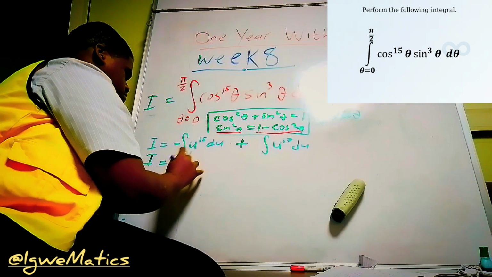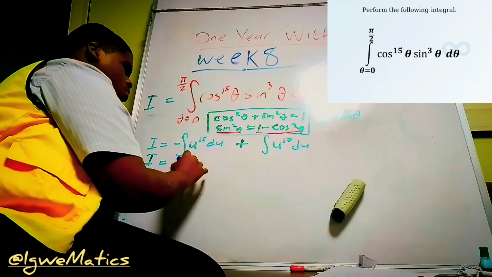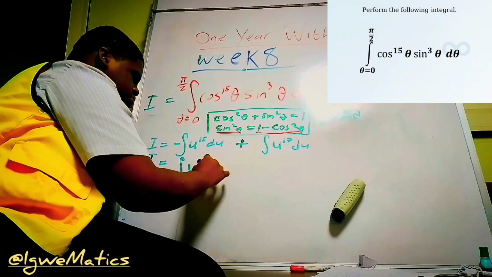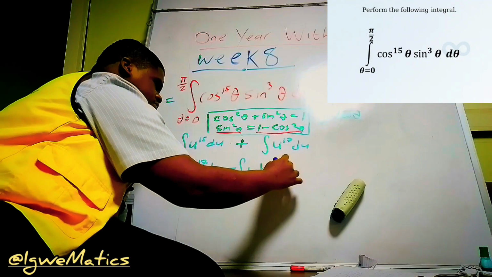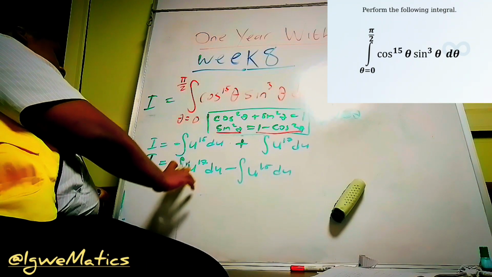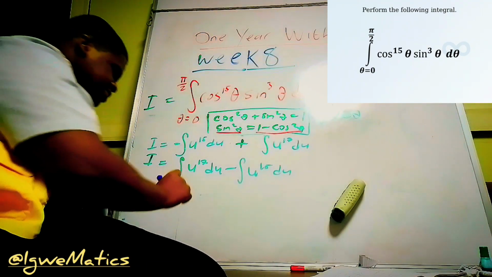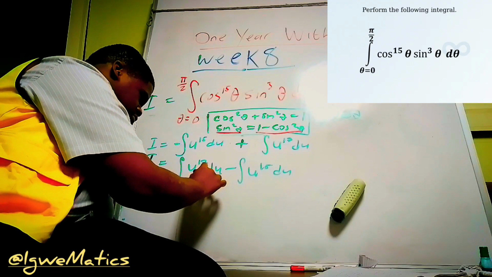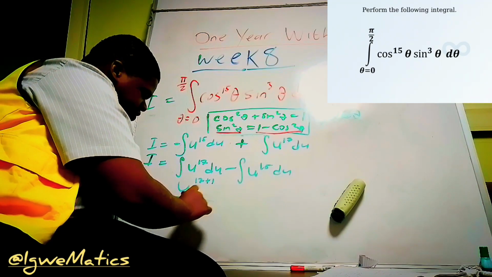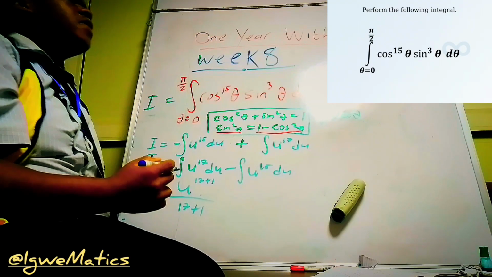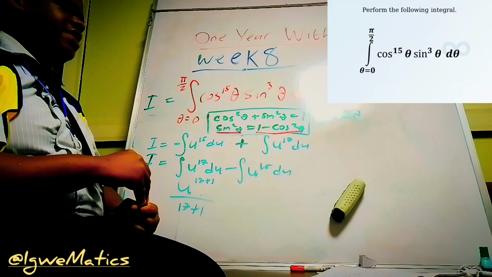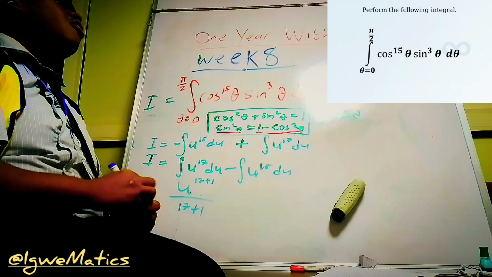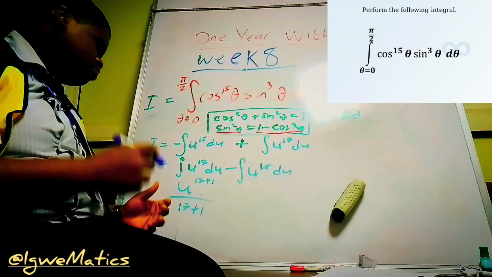So we have I is equal to the integral of u to the power of 17 du minus the integral of u to the power of 15 du. The integral of u to the power of 17 du is simply u to the power of 17 plus 1 divided by 17 plus 1. If you have the integral of x to the power of a dx, it is equal to x to the power of a plus 1 divided by a plus 1.